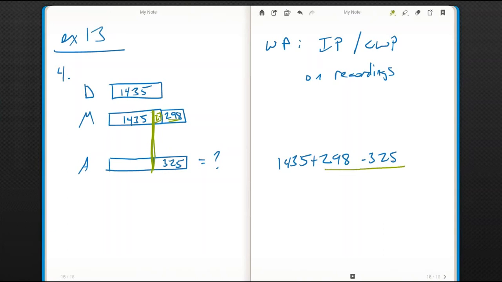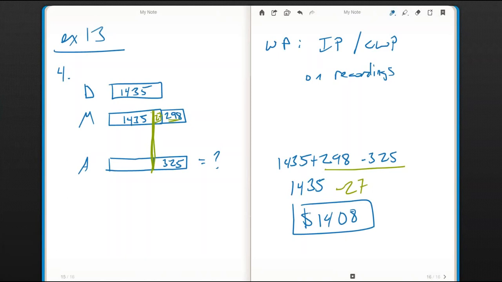Over here we could say, if somebody gives you 298 and takes away 325, it's just as if they came and did it in one step and took away 27. The net loss is 27. The smaller you can keep the numbers, the more accurate you're going to be. Instead of making it go bigger and then get smaller, you could just keep it small. When you subtract 27, you get 1,408. And that would be the answer. That's the amount that Alice saved.